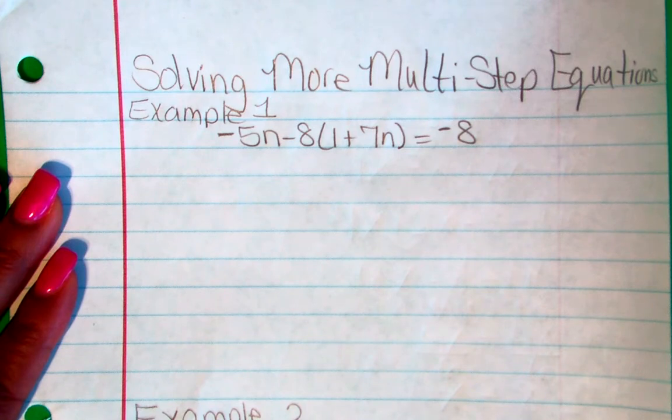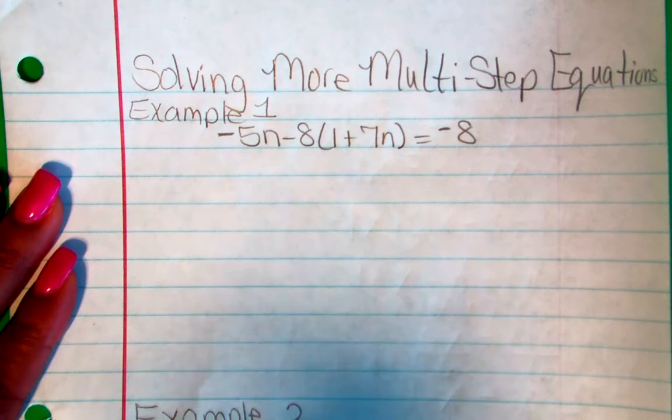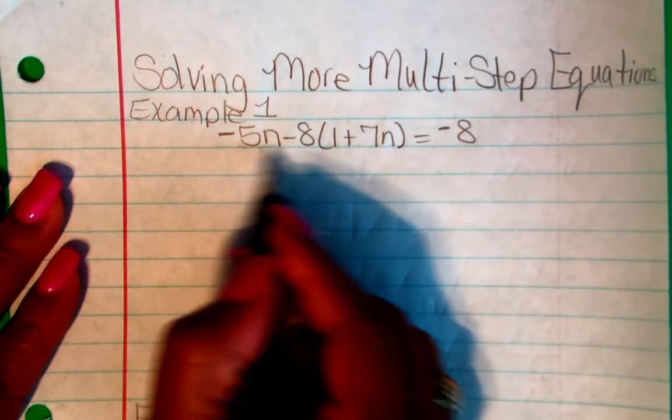the video. Pause the video, rewind, fast forward, do what you need to do to make certain you understand how to isolate variables in our multi-step equations. Let me slow it down. We look at the details.